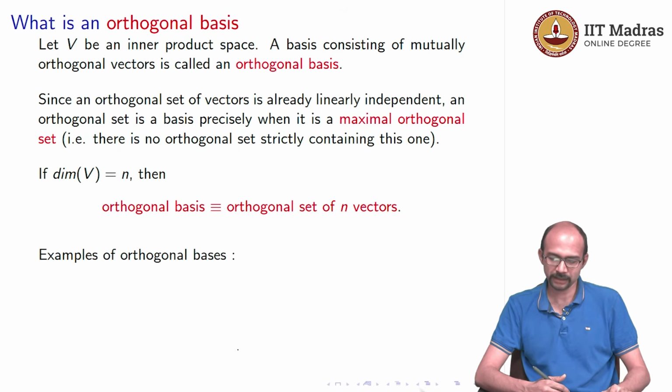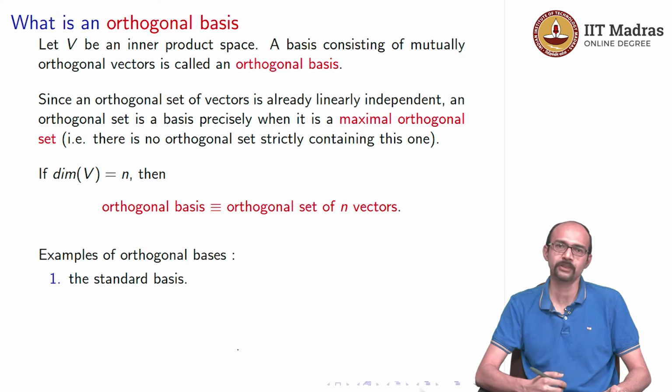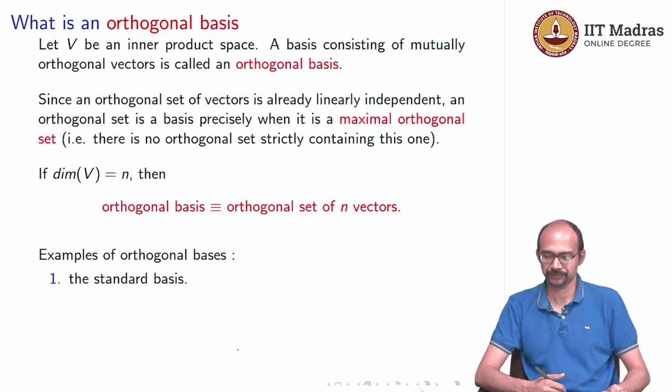So, let us look at some examples of orthogonal basis. The standard basis that we have seen is an orthogonal basis. Of course, I have not referred to an inner product here. As I mentioned before, the convention is that if I do not refer to any particular inner product, you have to take the dot product. So, the standard basis in the inner product space Rn with the dot product.